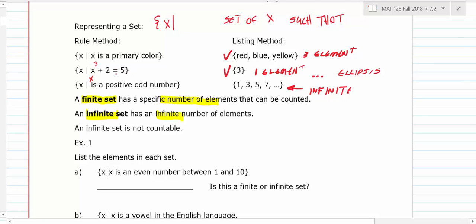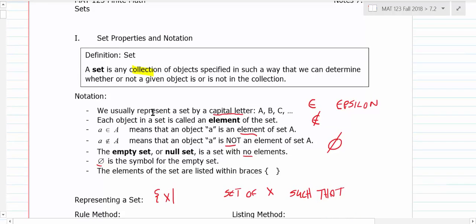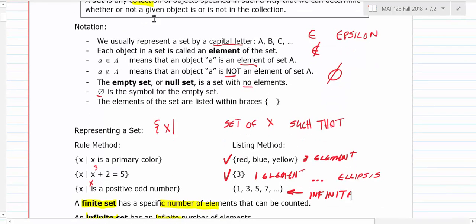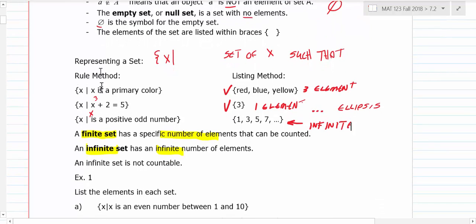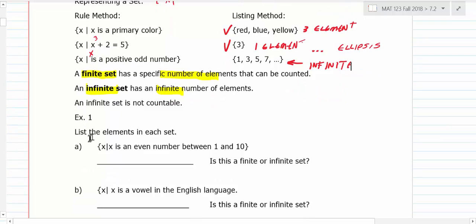So that's the idea. I kind of start off with a lot of definitions and terminology. That's stuff that you are going to get familiar with as we go through examples, but you want to make sure that you know what a set is, what this epsilon means, an element of a set, what an empty set is, how we write an empty set, a rule method versus a listing method of sets, and the difference between finite and infinite sets is what we're after so far.